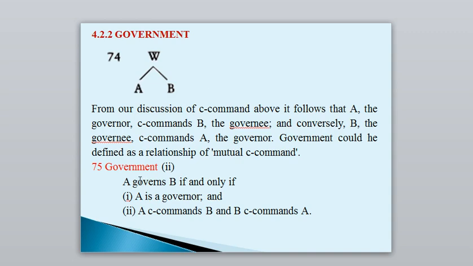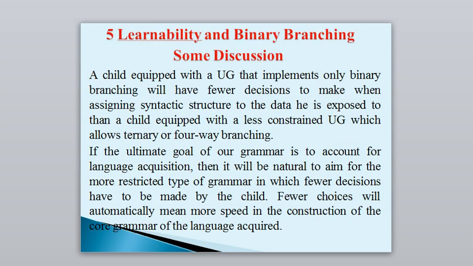And what is government? A governs B if and only if A is a governor and A c-commands B and B c-commands A. This is the definition of government, which is related to c-command. So it is a relation which we call government, which is based on c-command. We define two terms here, c-command and government. You should know these terms in tree diagrams. We have just two other titles which I want to talk about, and then we can end this session.